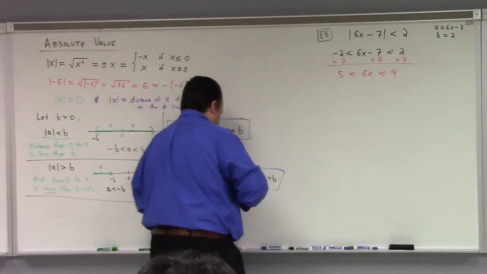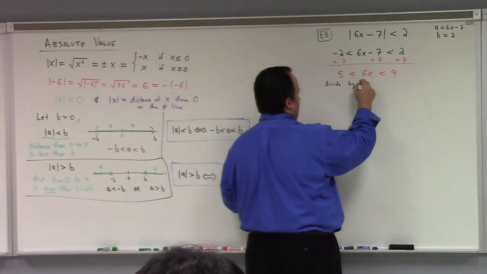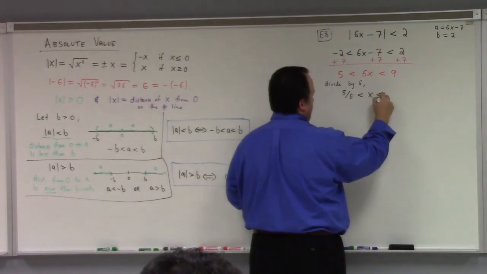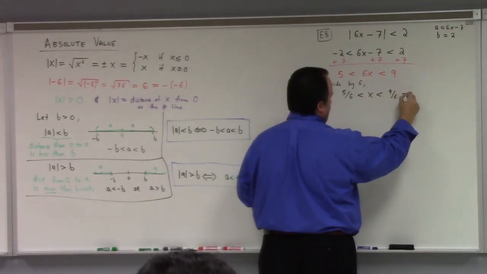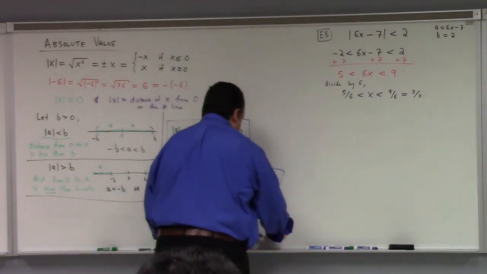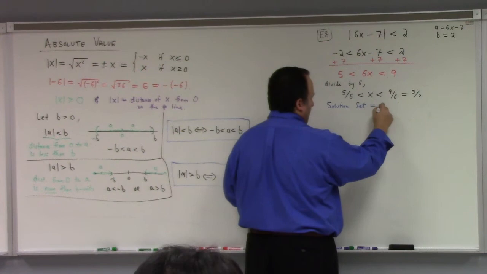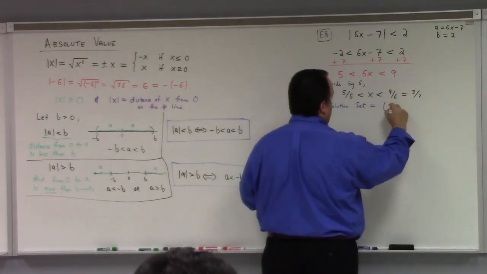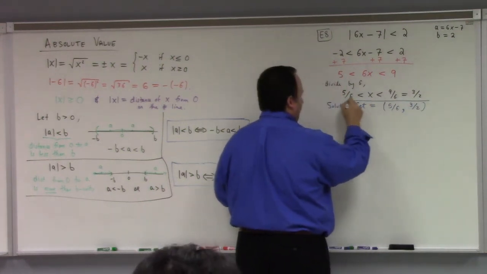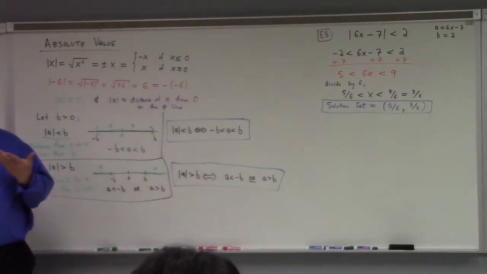And then divide by 6. And that will give us 5/6 less than x less than 9/6. 9/6, also known as 3/2, right? So what's my solution? Solution set is apparently 5/6 to 3/2. See? So these aren't bad. They don't have to be bad, right?